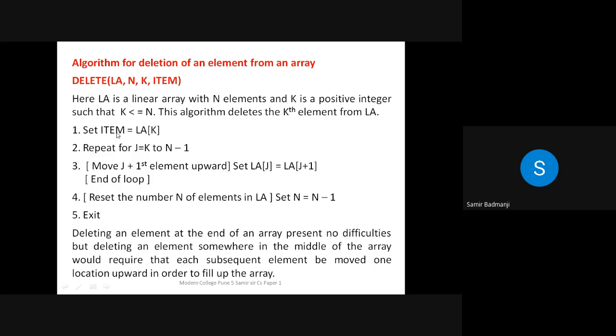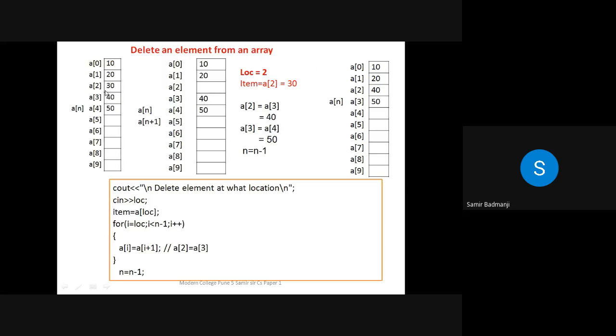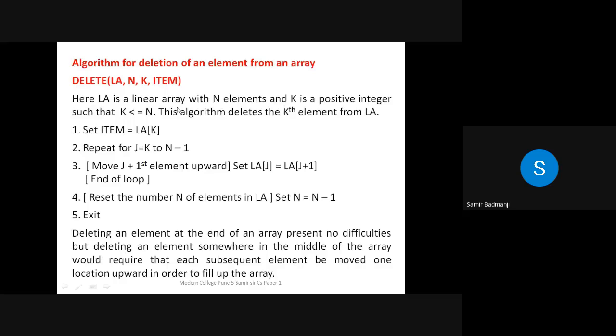So see, we are setting item is equal to LA[K]. That means at what location we want to delete, that we are keeping in item. So j is equal to k to n minus 1. Move the j plus 1 element upwards. See, whichever element you are going to delete, below that, whatever element is there, you have to move it upwards. Suppose you want to delete this, then move the element which is below this upwards so that automatically this will be deleted. And what is the last step? Move it one step ahead: LA[j] is equal to LA[j plus 1].